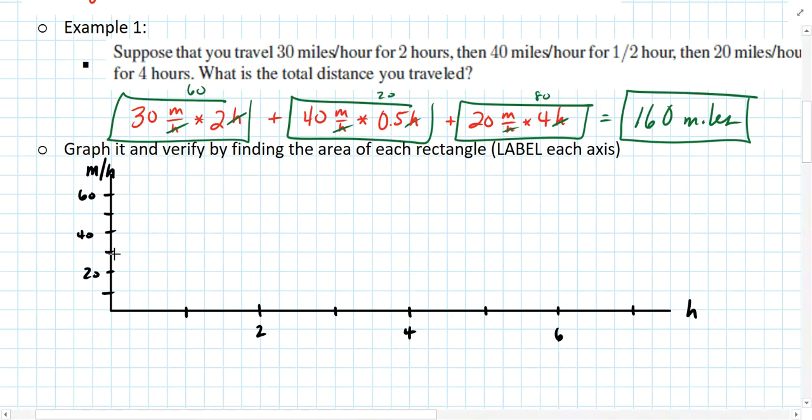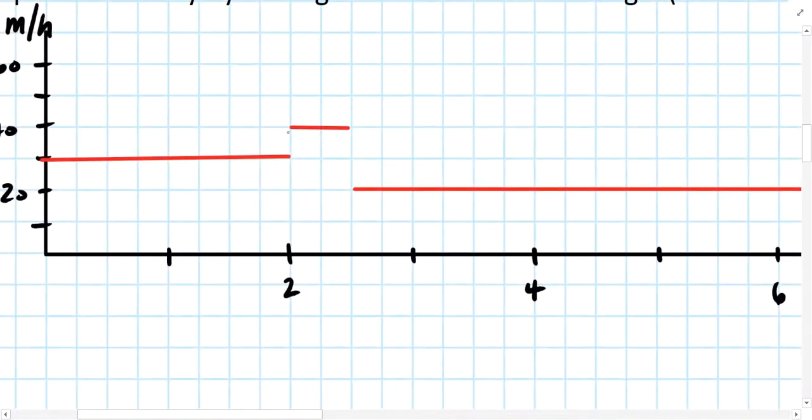So we can travel 30 miles an hour for 2 hours. That would be a velocity shown by this straight line. Then we jump to 40 miles an hour for half of an hour, which would be this straight line. And then we drop to 20 miles an hour for 4 hours. So here's 1, 2, 3, 4 hours. Now, we know in the real world it'd be virtually impossible to change speeds this quickly, but in this sort of scenario we're instantaneously jumping to this velocity, and then we're instantaneously dropping to this velocity.